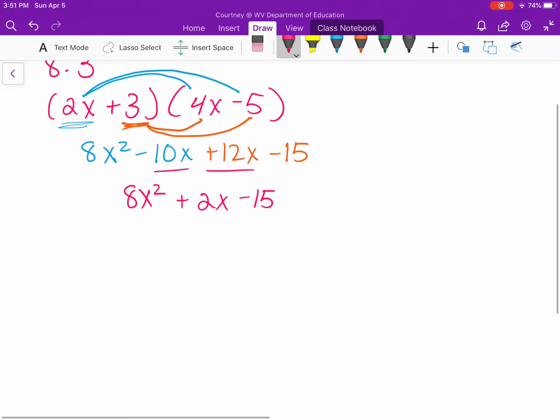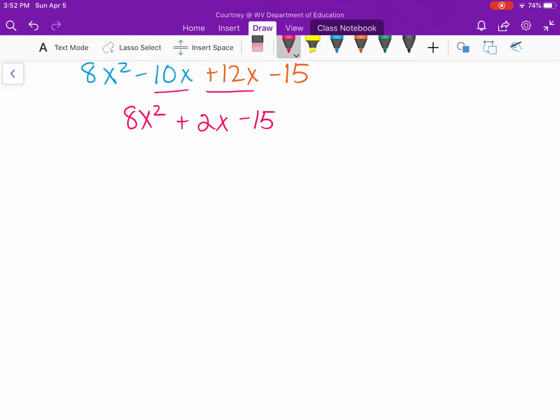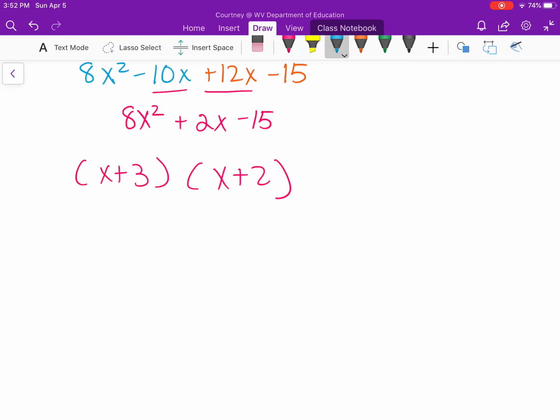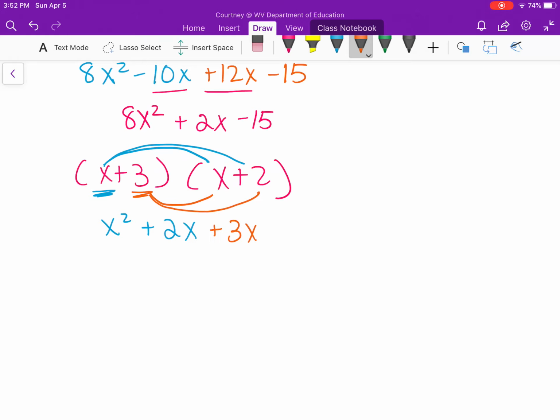Okay, not too bad. Let's do one more. Let's do x plus 3 and x plus 2. Just two simple ones here. Again, we take the x. First we go to this, so x times x is x squared. Then we'll go to the 2, which is 2x. Then with our orange, we take the 3. We take it here to be 3x. We take it to the 2. 3 times 2 is 6.